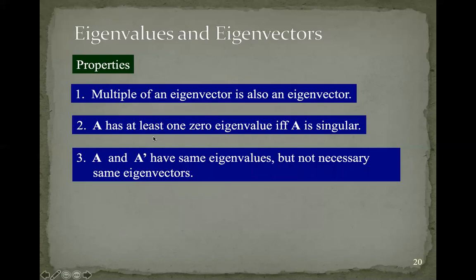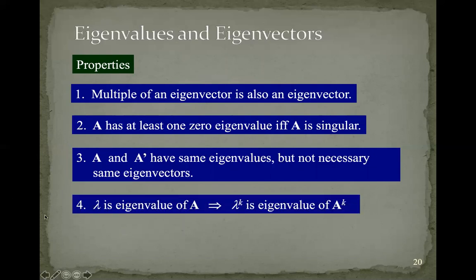If the matrix has at least one zero eigenvalue, then matrix A is singular. Singular means we cannot find the inverse of the matrix. A and A transpose have the same eigenvalues, but not necessarily the same eigenvectors. So this is very important: even though we can find the same eigenvalues, we are not always finding the same eigenvectors.